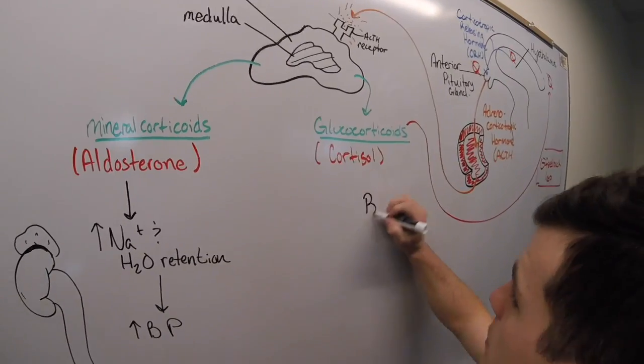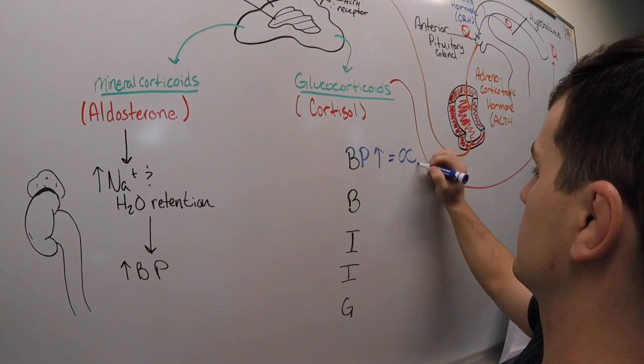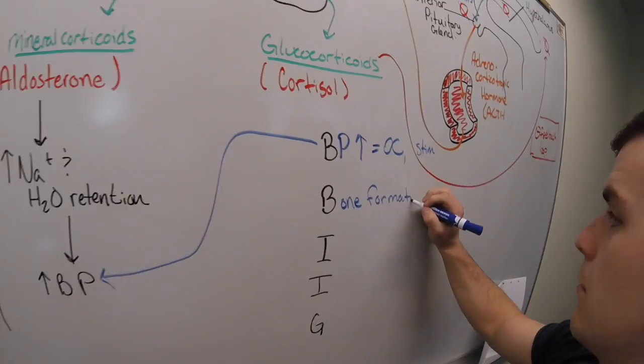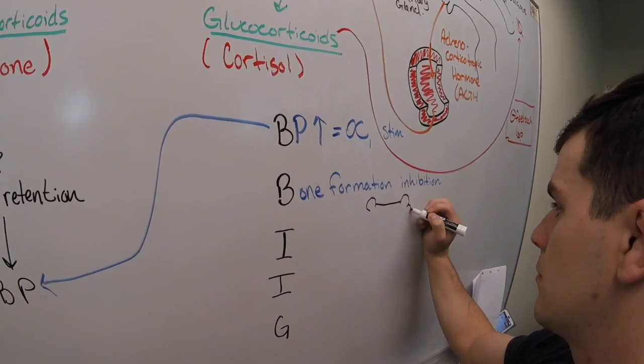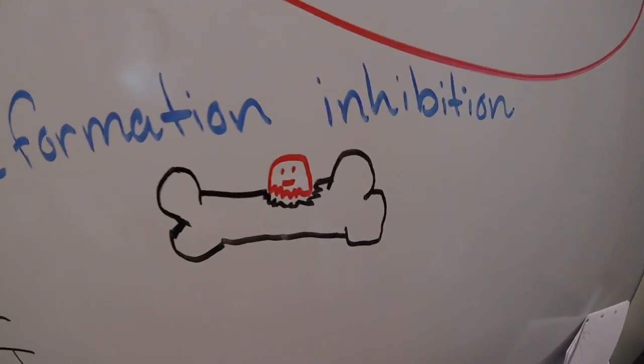Glucocorticoids, such as cortisol, have the analogy BBIIG. The first B stands for increased blood pressure, resultant of alpha-1 receptor stimulus, and supplemented with mineral corticoids such as aldosterone, which increase the patient's blood pressure. The second B is for bone formation inhibition, seen by the Pac-Man ghost eroding away uncontrolled.